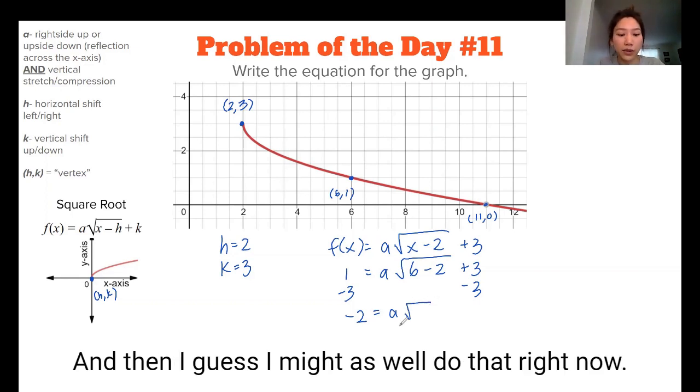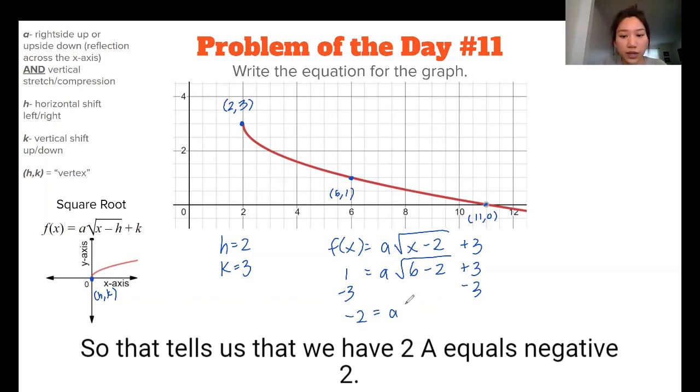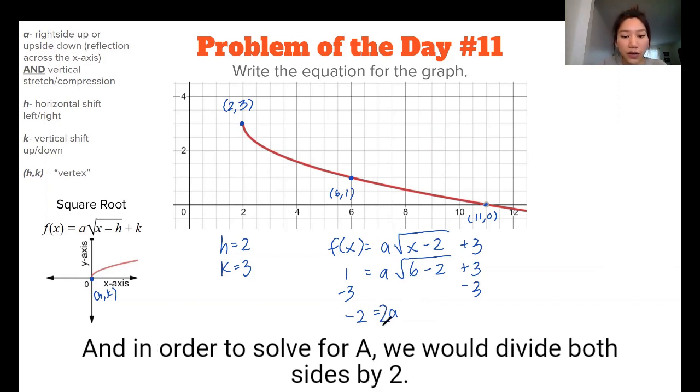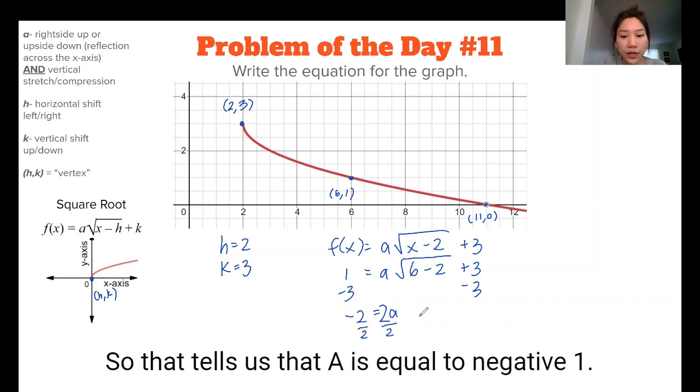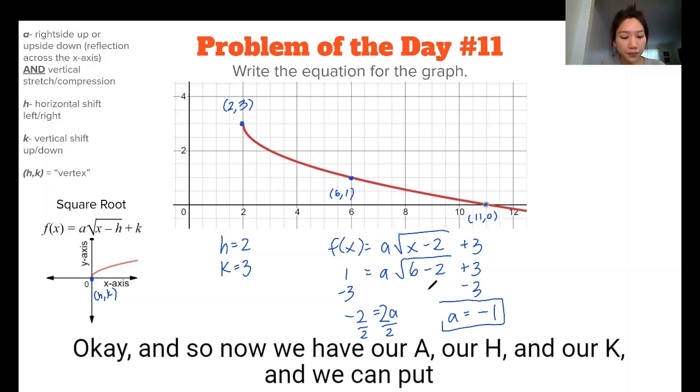And then I might as well do that right now. So the square root of 4 is just 2. That tells us that we have 2a equals negative 2. And in order to solve for a, we would divide both sides by 2. So that tells us that a is equal to negative 1, okay?